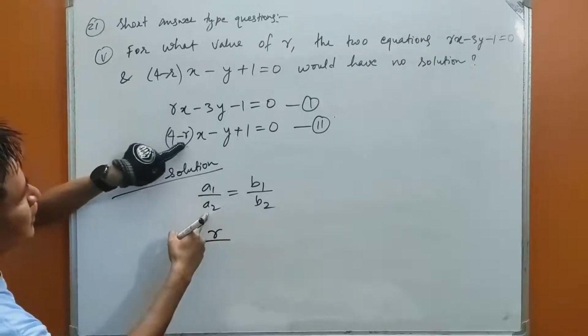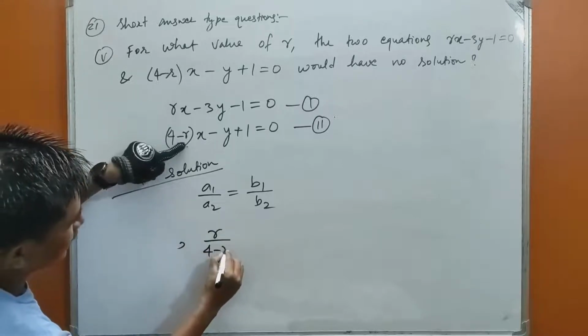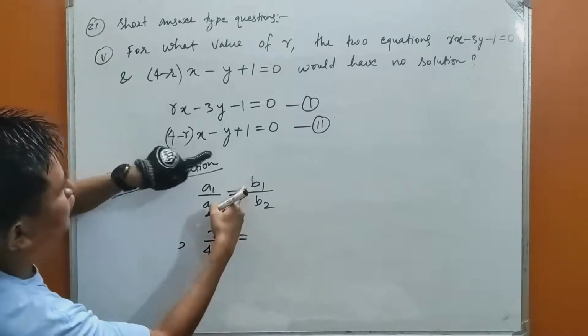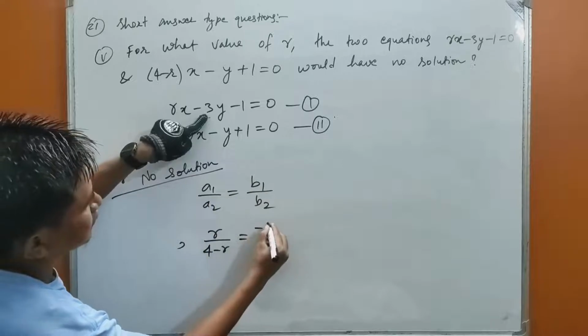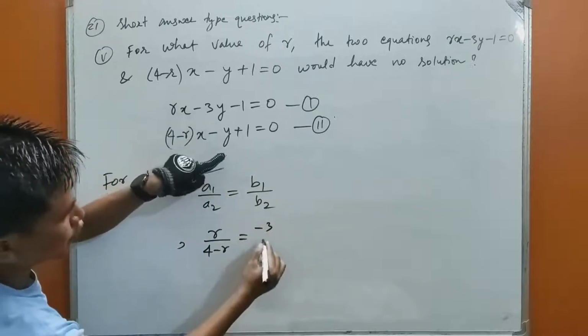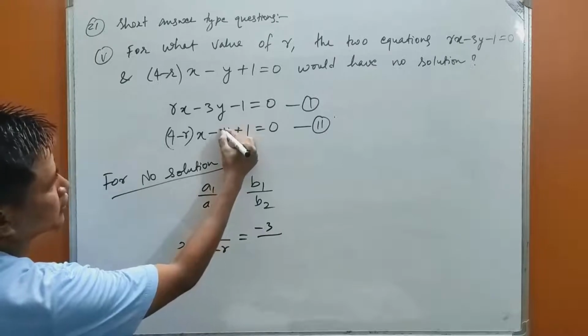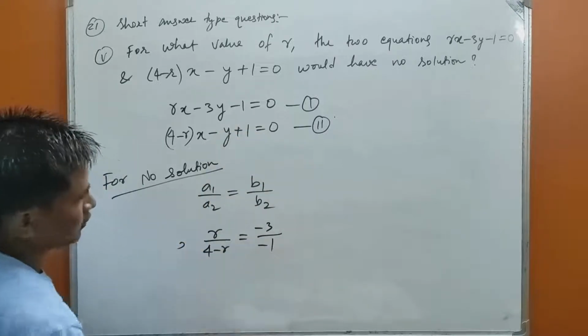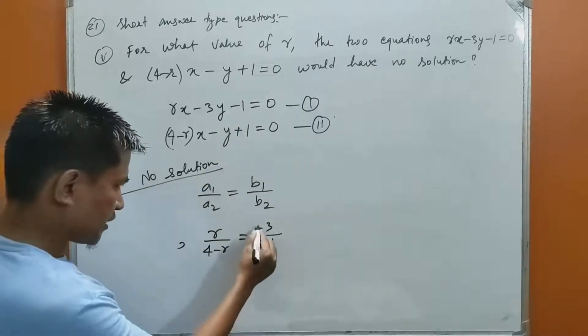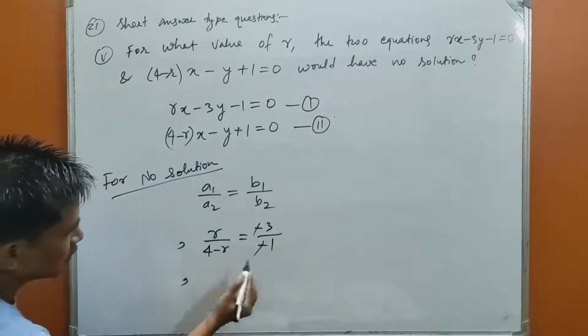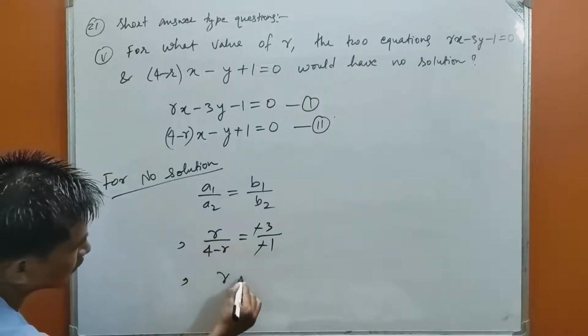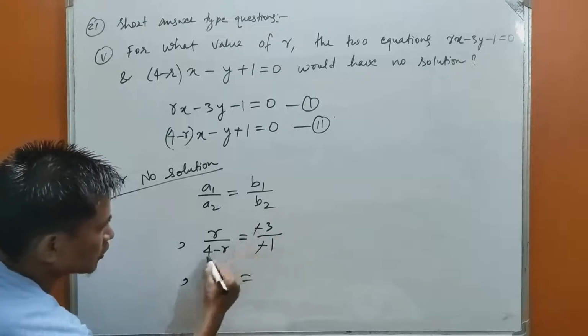A2 means 4 minus r equal to B1, which means minus 3, isn't it? B1 means minus 3. And B2 means minus 1. There is no number, which means we should understand there is 1. Minus 1. So let's cancel this minus and this minus. Okay. 1 into r is r equal to, this will be cross multiplied, isn't it?